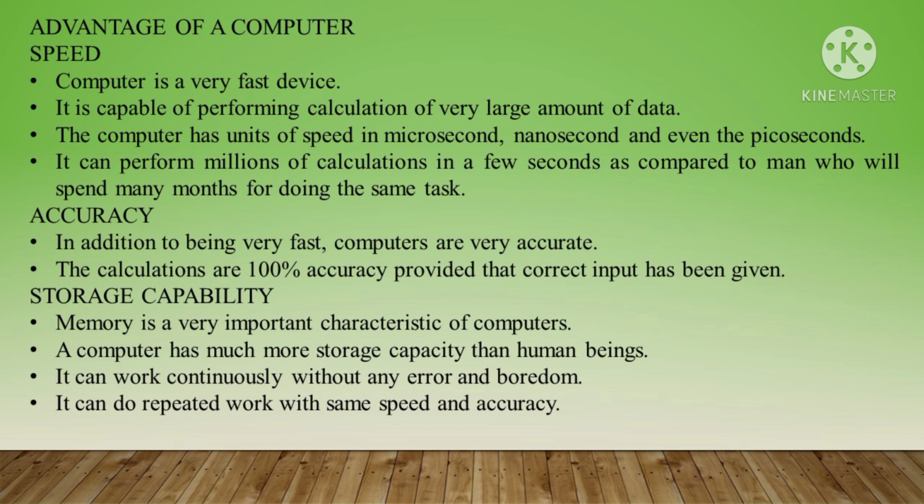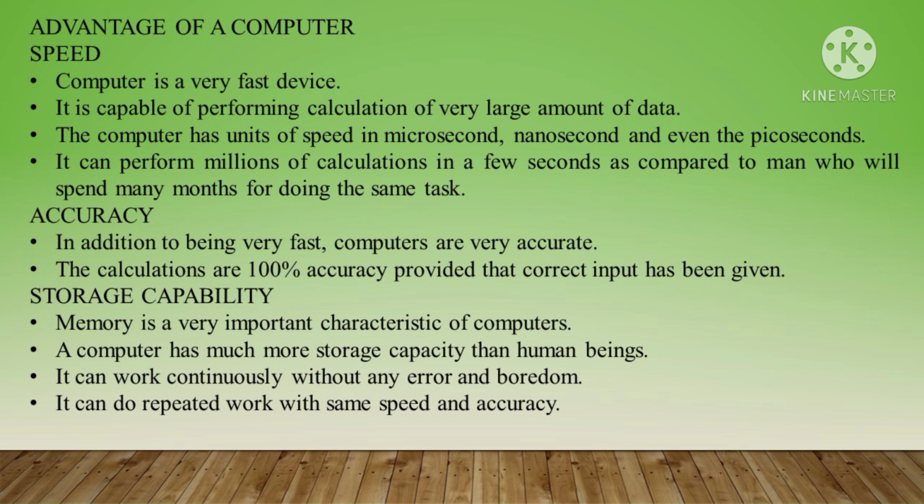The computer has units of speed in microseconds, nanoseconds, and even picoseconds. So computer speed is divided into many small units, that is micro, nano, and pico. So fast the computer works. It can perform millions of calculations in a few seconds, compared to a man who will spend many months doing the same task. Big calculations within a few seconds it can perform, and if we do it we will take many months to complete the same task.